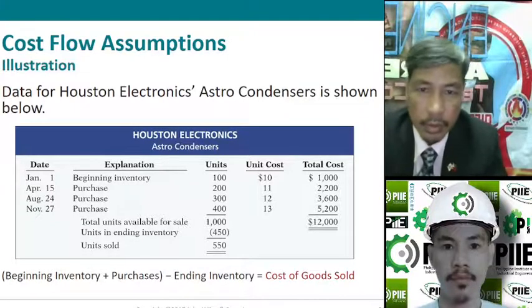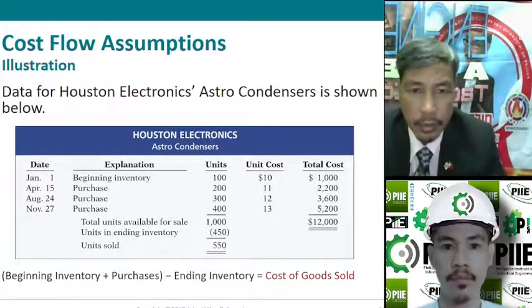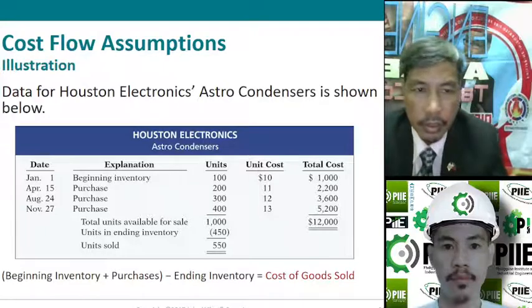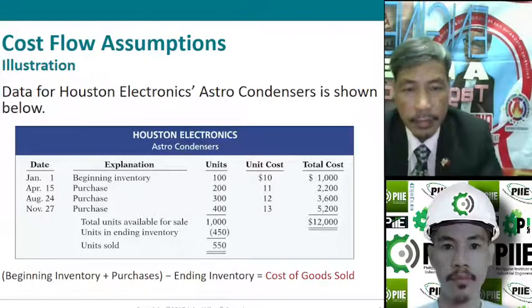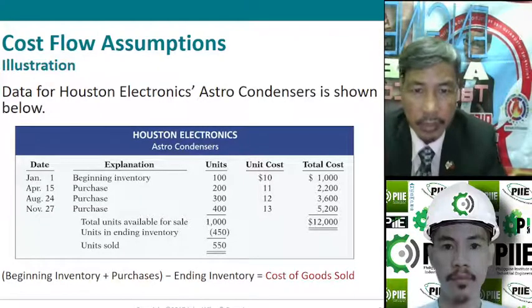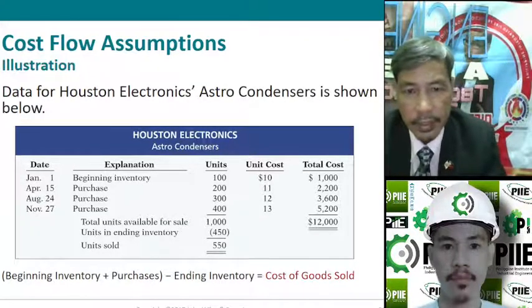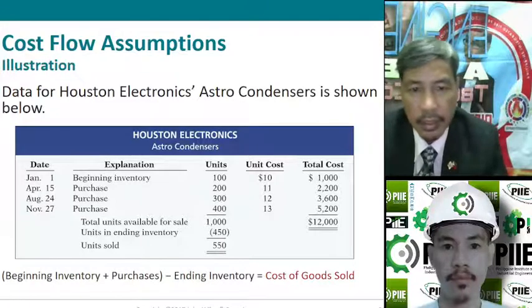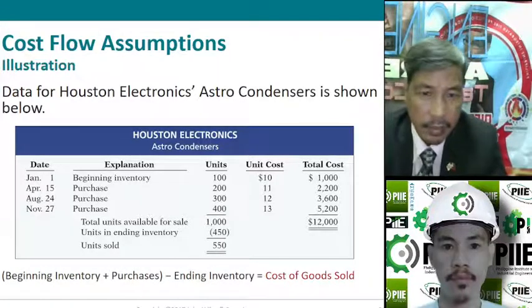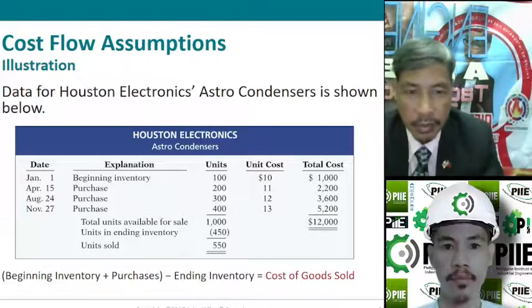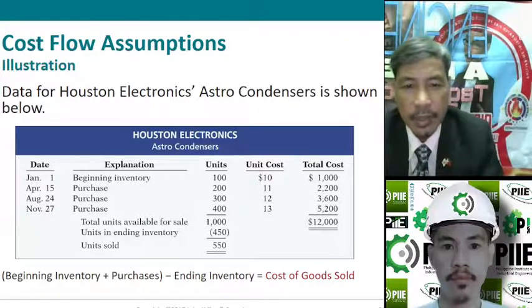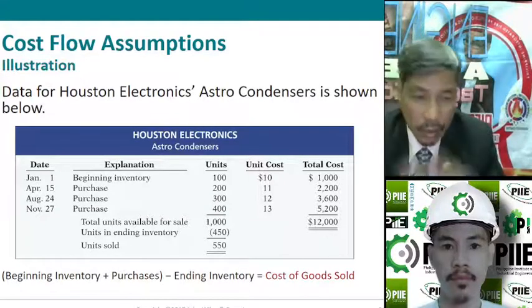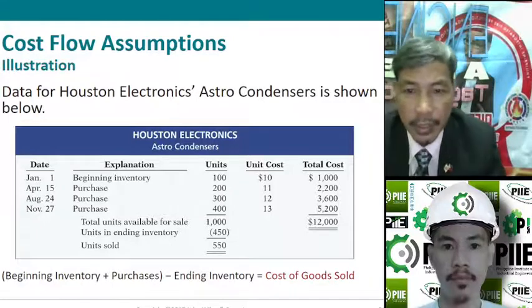Cost flow assumption. Example, data for Houston Electronics Astro condensers is shown below. So we have date and explanation. Beginning inventory, purchase, then units available for sale, units in ending inventory, units sold. Okay, so beginning inventory plus purchases minus ending inventory, that is cost of goods sold. That is what we learned in the previous chapter.